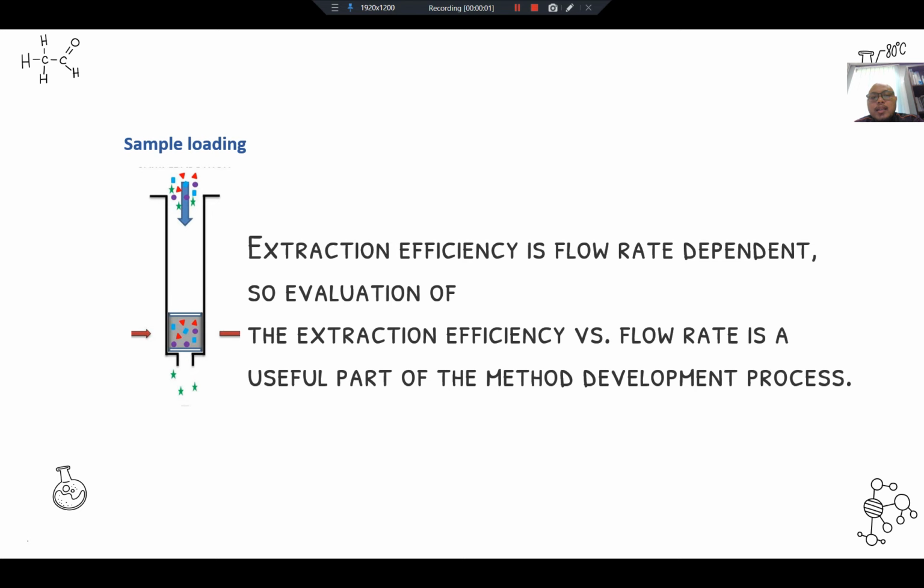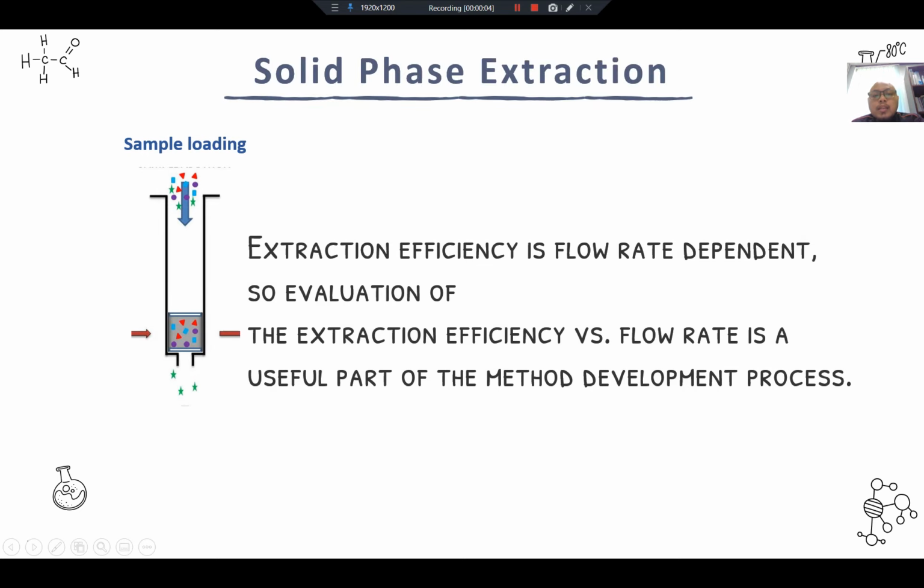Okay, the next process is sample loading. Extraction efficiency is flow rate dependent. So evaluating the extraction efficiency versus flow rate is a useful part of the method development process. In solid phase extraction, it depends also on the flow rate. You cannot simply think that as long as you just dump it over there, everything will go into the sorbent. No, because they still need to flow, flow to waste or to the collecting container.